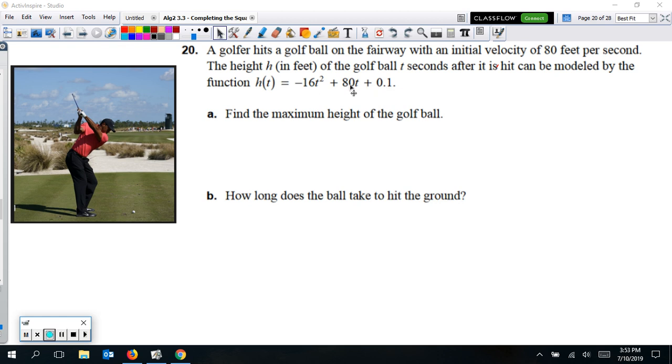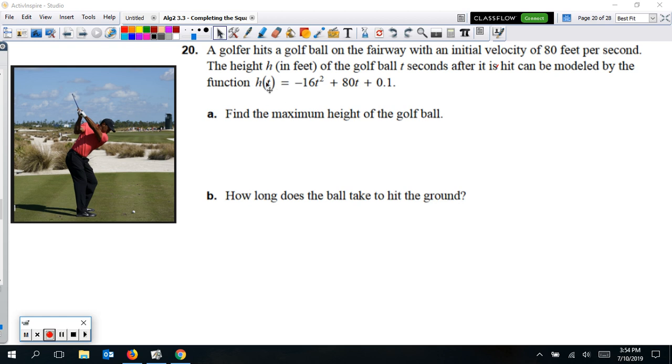So we could find the vertex a couple different ways. But one way we can do it, and let's do it this way since we've been talking about completing the square, let's change this into vertex form so we can identify the vertex. So use completing the square to do that.